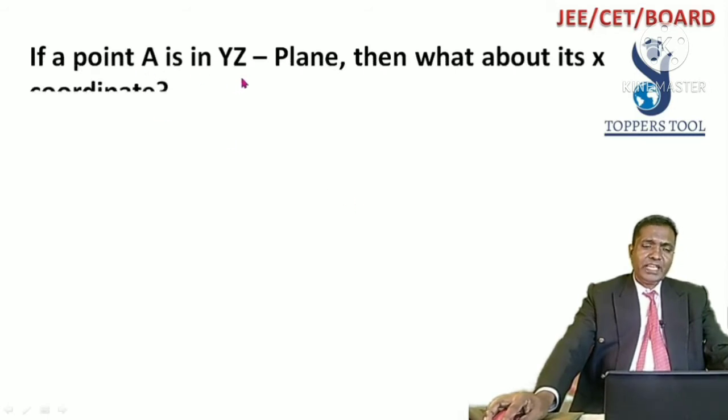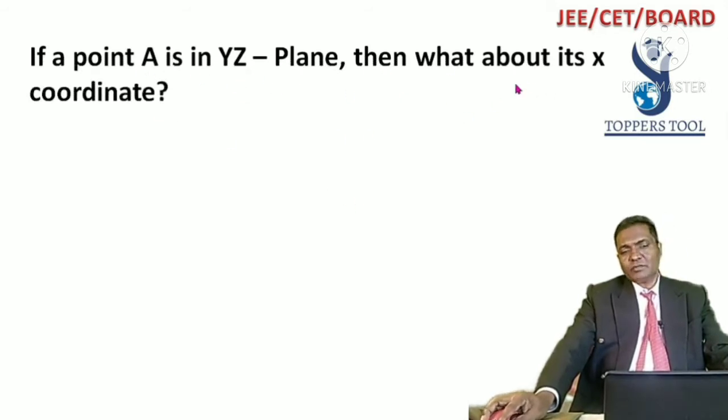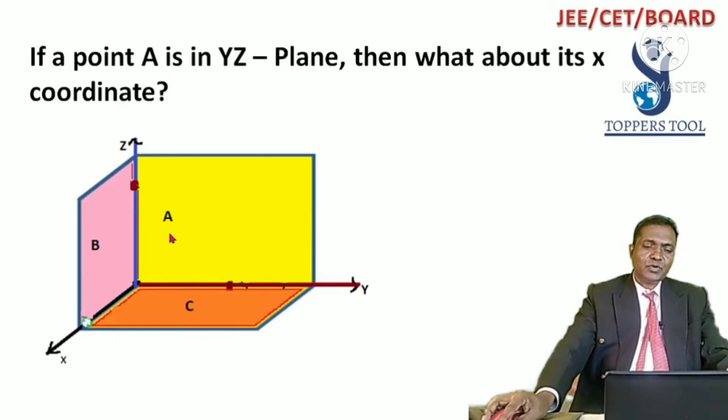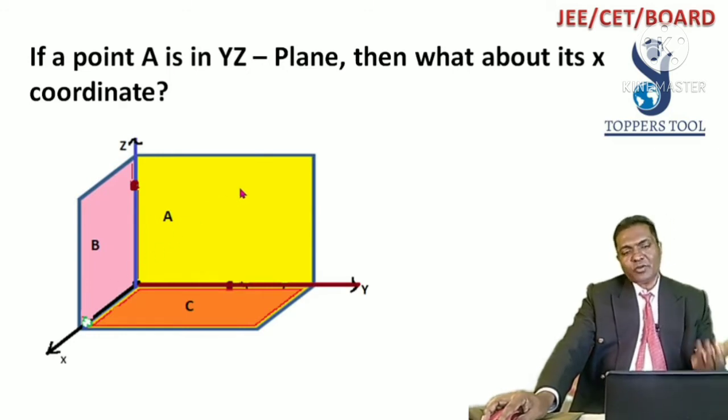If a point A is on the yz plane, then what about its x coordinate? If any point is on the yz plane, its x coordinate is always going to be 0, because x stands for the distance of the point from the yz plane. So it is on the yz plane, which means x is going to be 0.